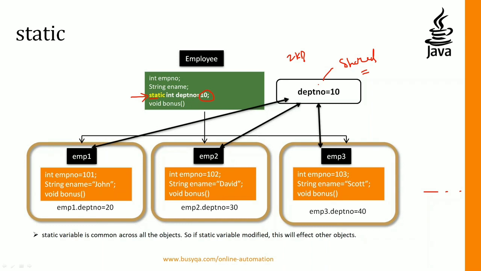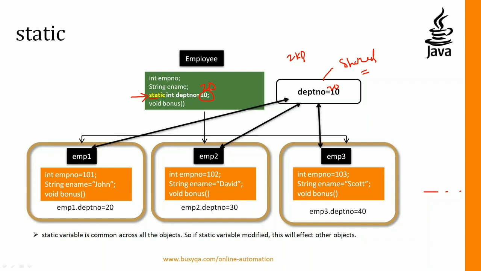The second issue is, suppose tomorrow these employees change the department and move to some other department. Now we can do two things. One is we can change this value at the class level. Just modify this value at the class level, and that will automatically change it here. So every object will be affected, and we need not go and change every object. That is not at all required. That's one way of updating.